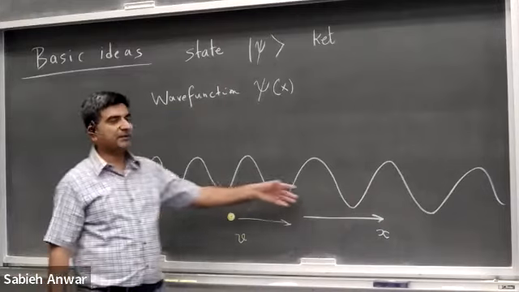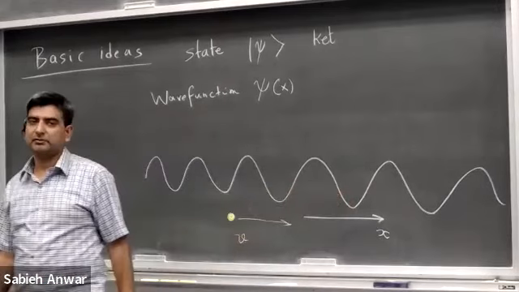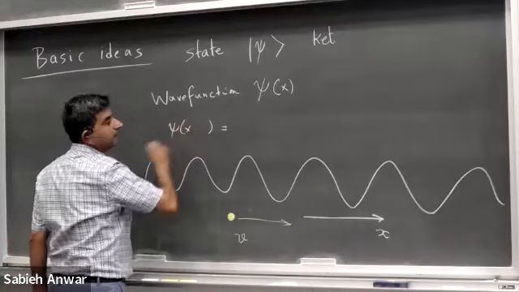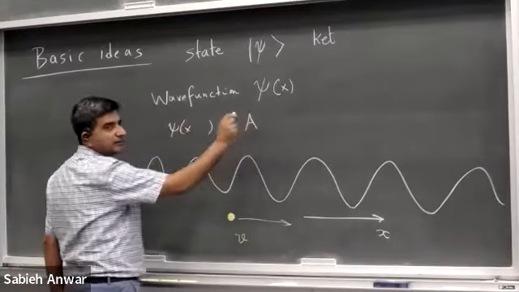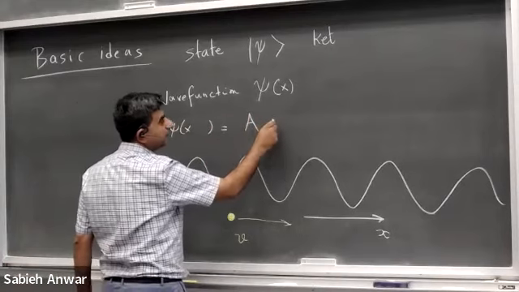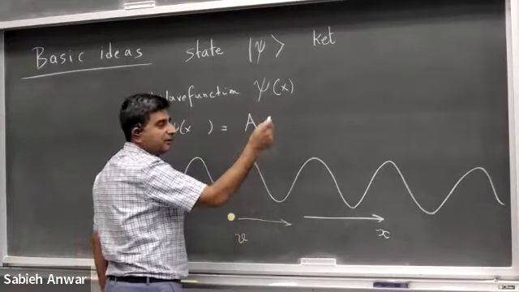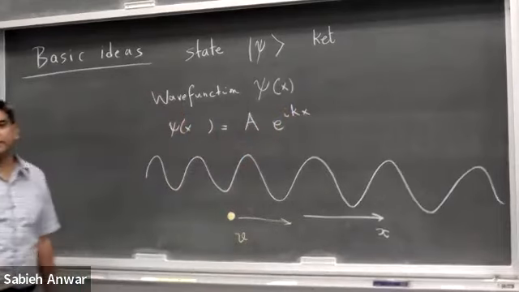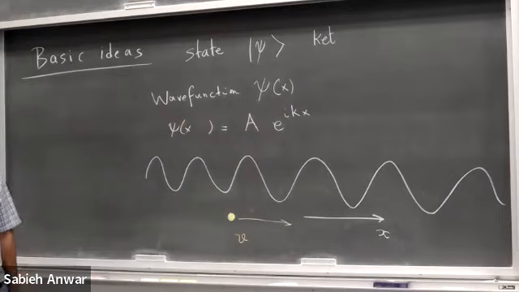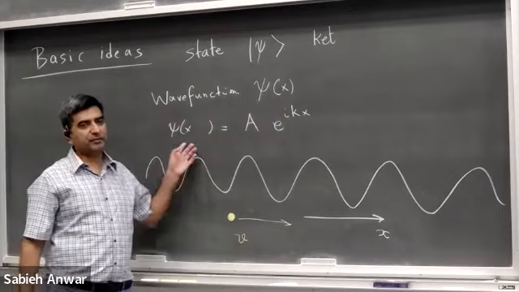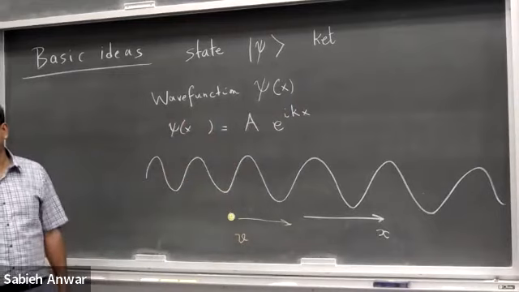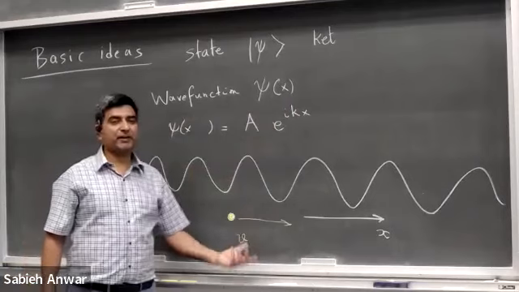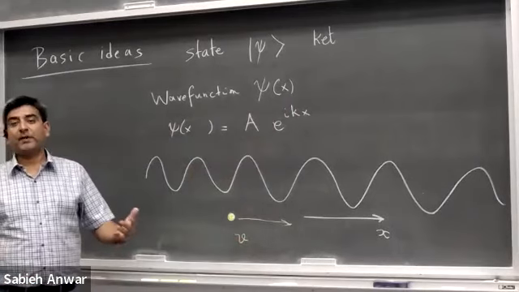Now what's the mathematical form for a sinusoid? Some amplitude A, and let me just put it like this, e^{ikx}. Okay, a complex number. You take the real part of this, you'll get the wave function, or the imaginary part. So this is a function. Since we're talking about an electron or a quantum particle, it's a quantum wave function.